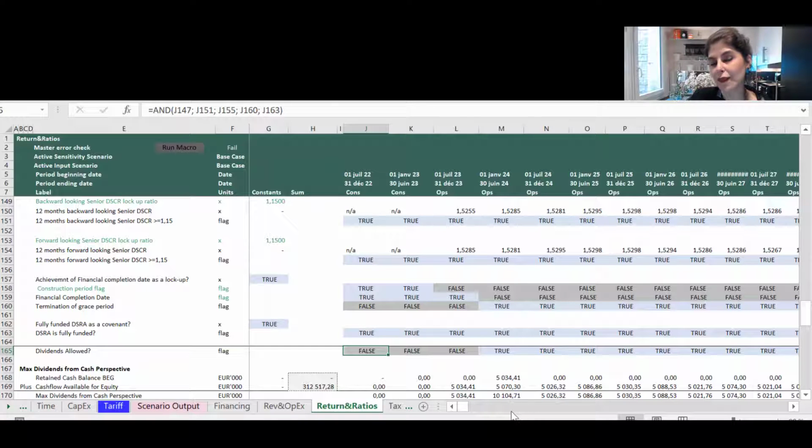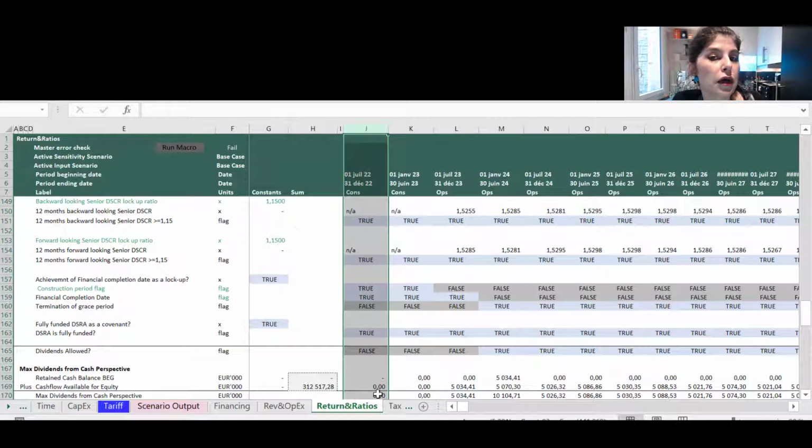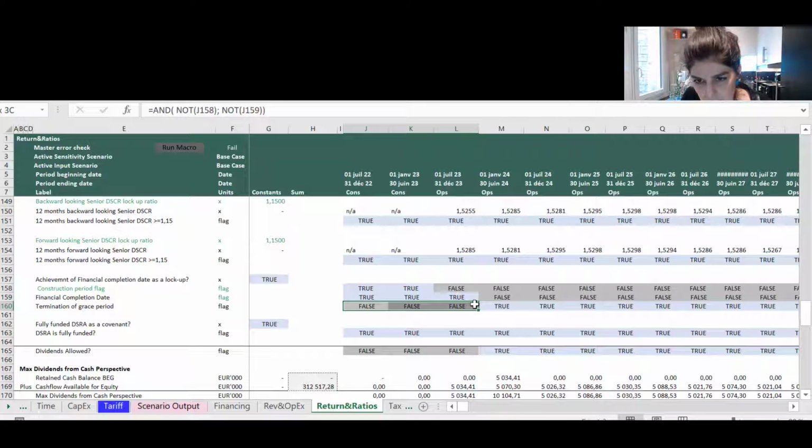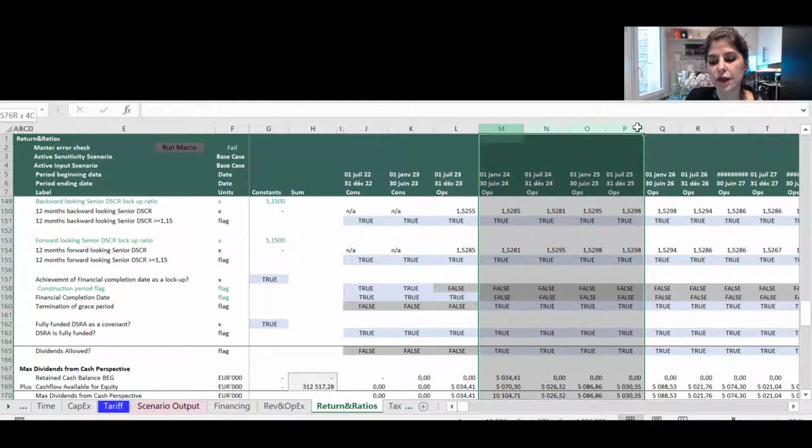And the last step is to create an aggregate flag. So I would say that whether in December 2022, am I allowed to distribute any dividends? In this case, it's no. Why? Because the ratios, basically I don't calculate any ratios here because I am still during my grace period. So I don't distribute any dividends here because it's still during construction and still during grace period.